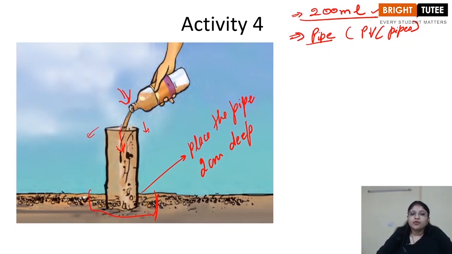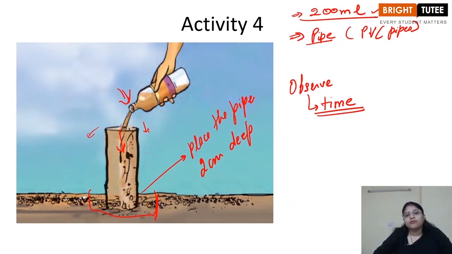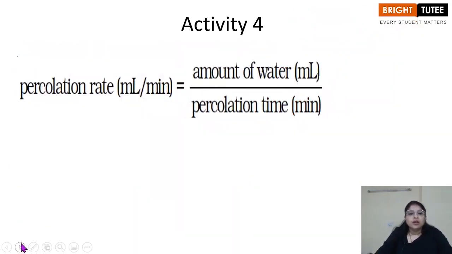Now you are going to observe, right? Observe the time in which the pipe is empty. That means the whole water has percolated, has been absorbed by the soil. Once the complete water is percolated, then you can calculate the rate of percolation, called the percolation rate, with the help of this formula.